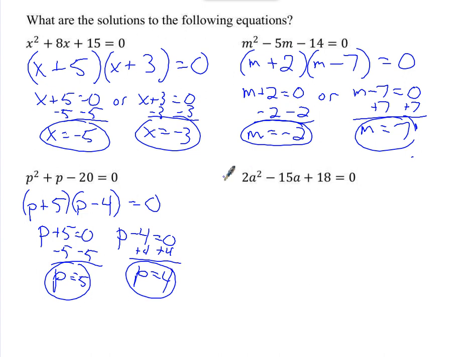All right, how about this last one? What should we do here? Before that, look for a GCF. Is there a GCF here besides 1? No, so then we are going to use AC. AC equals what?